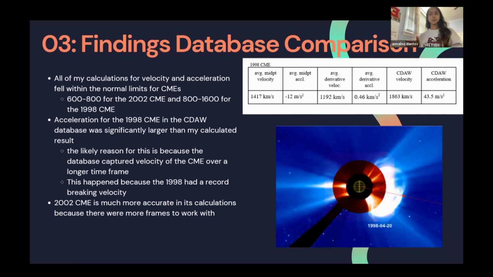And because of how fast it was moving, I didn't have a very clear picture because for every single frame, the plasma traveled very far and dispersed. So by the time I got to the 4th and 5th frame, I was kind of making a very rough estimate of where the CME front ended. This happened again because the 1998 CME had a record-breaking velocity. The 2002 CME is a lot more accurate in my calculations just because I had so many more frames to work with and because it wasn't as fast moving.